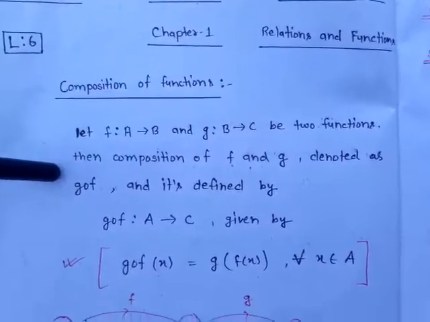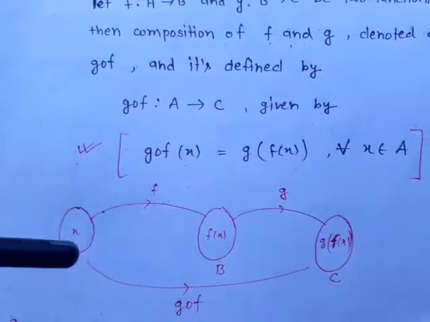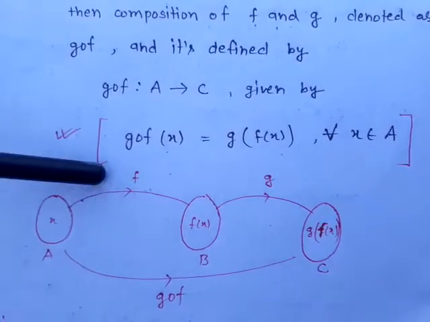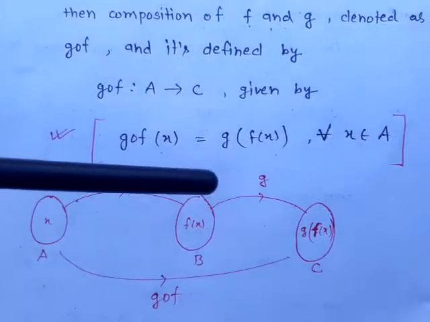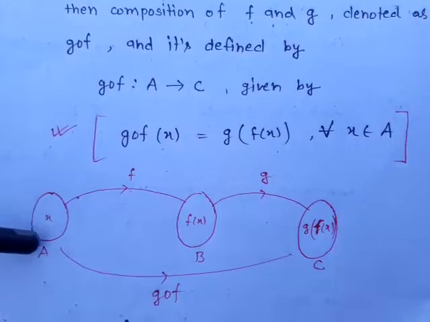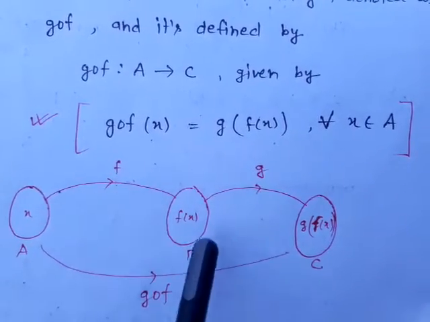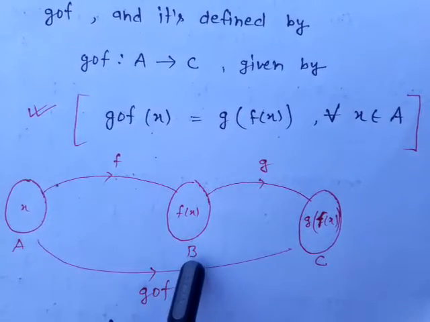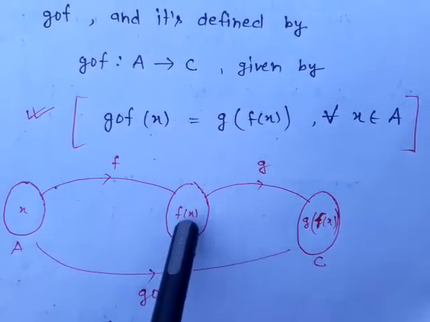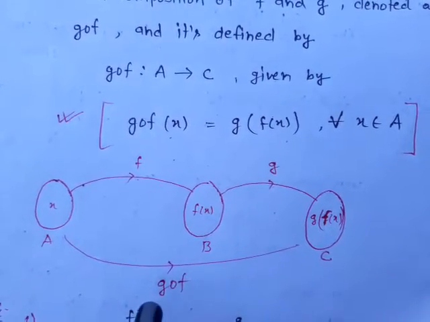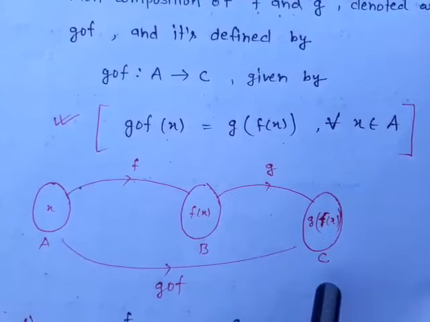It's clear with one figure. Here we take three sets A, B, C. A to B is defined by function f and B to C is defined by function g. We take one element x in set A. The image of x is f(x) through f, which is an element in B. The image of f(x) is g(f(x)). Now the composition function is defined as g∘f from A to C.